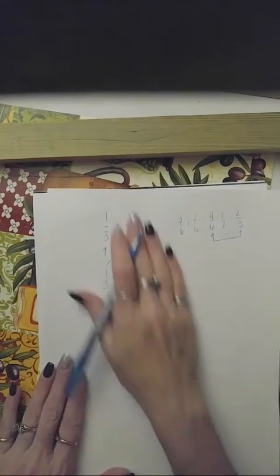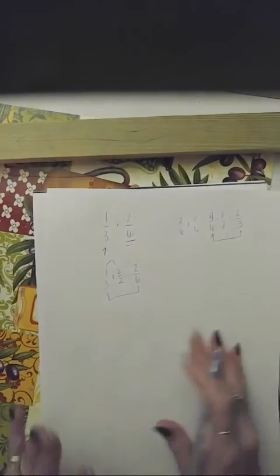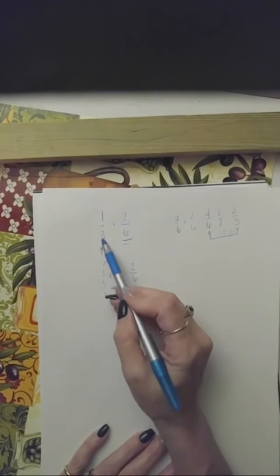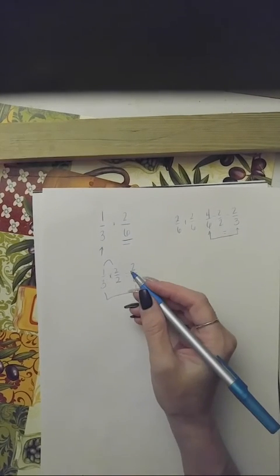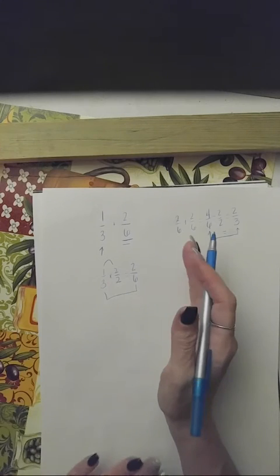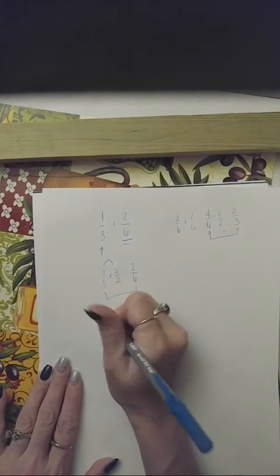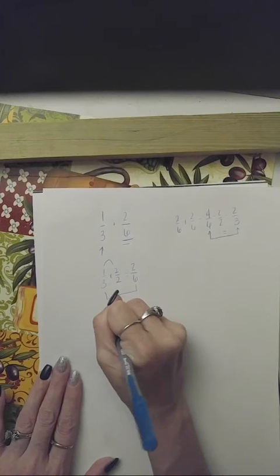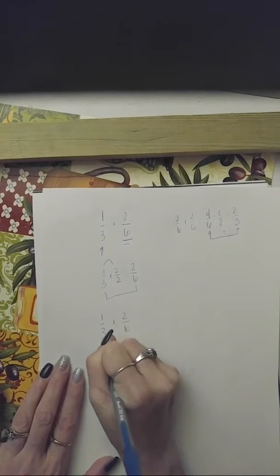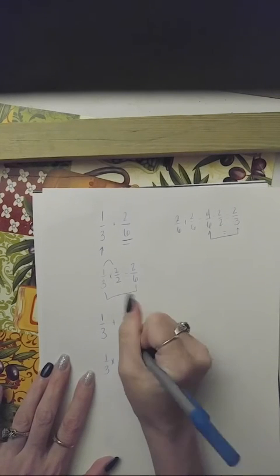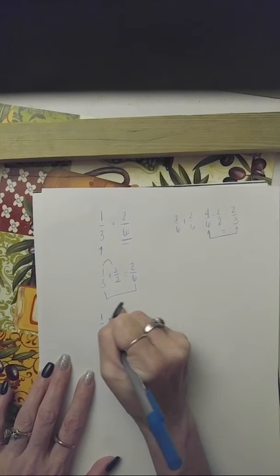Now there's another strategy to solve this exact same problem. If you can't think, hey, what do I multiply times this to make this? I could cross multiply by each other's denominators. For example, 1/3 plus 2/6. I could take 1/3 and multiply that by the opposite denominator.